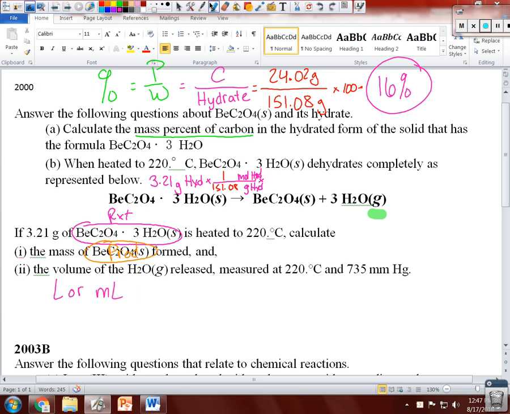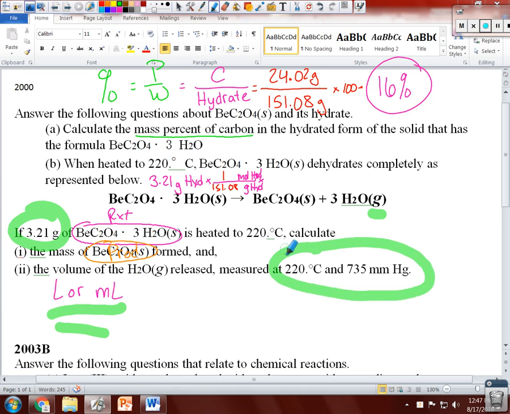So let's think about it for just a second. I've got a mass, I need a volume or milliliter, and I got a temperature, and what is mmHg? Millimeters of mercury. What type of measurement is that? It's a pressure unit. Now this is something we haven't covered yet, so I'm fishing for stuff right now. I've got a mass, I've got a volume, I've got a temperature, and I've got a pressure. Anybody? Well done, Trevor.